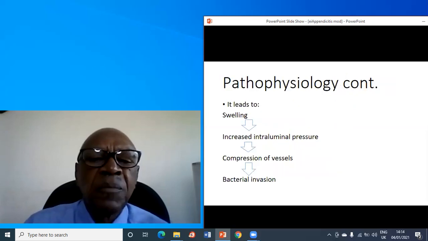During the process, there is swelling, increased intraluminal pressure, compression of the vessels, and bacterial invasion.